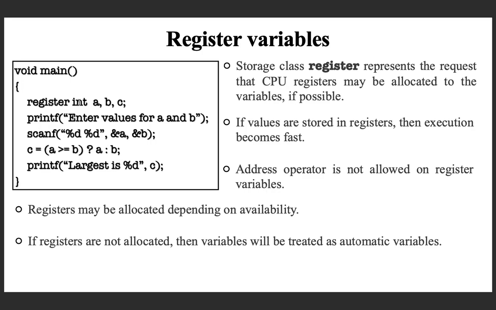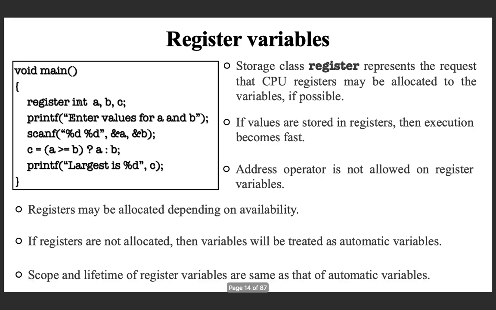And the last point about register variables is the scope and lifetime of register variables, which are the same as that of automatic variables. So the only difference is that here, if possible, CPU registers will be allocated for the variables, otherwise they are the same as that of automatic variables.